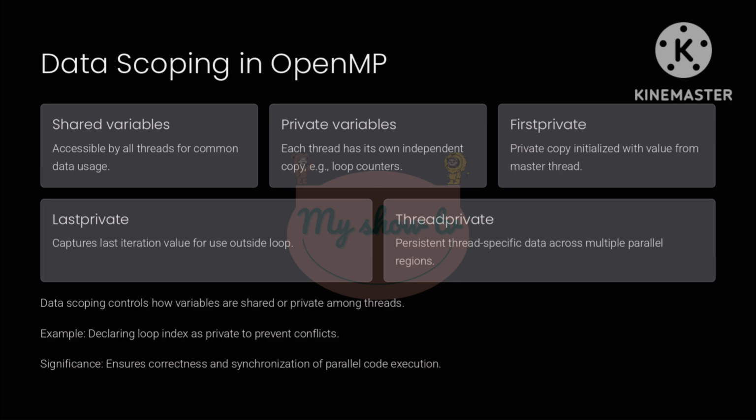There are also advanced types. First private: each thread gets its own copy initialized with the value from before the parallel region. Last private: one thread's value, typically the last one, is used after the parallel region. Thread private makes a variable private and keeps its value between different parallel regions. Proper data scoping is crucial to avoid unexpected results and ensure safe parallel execution.